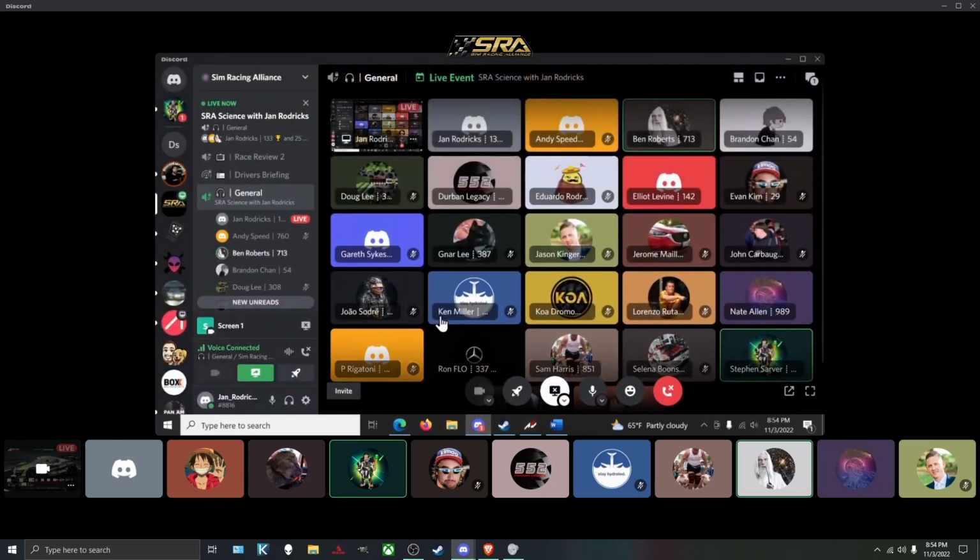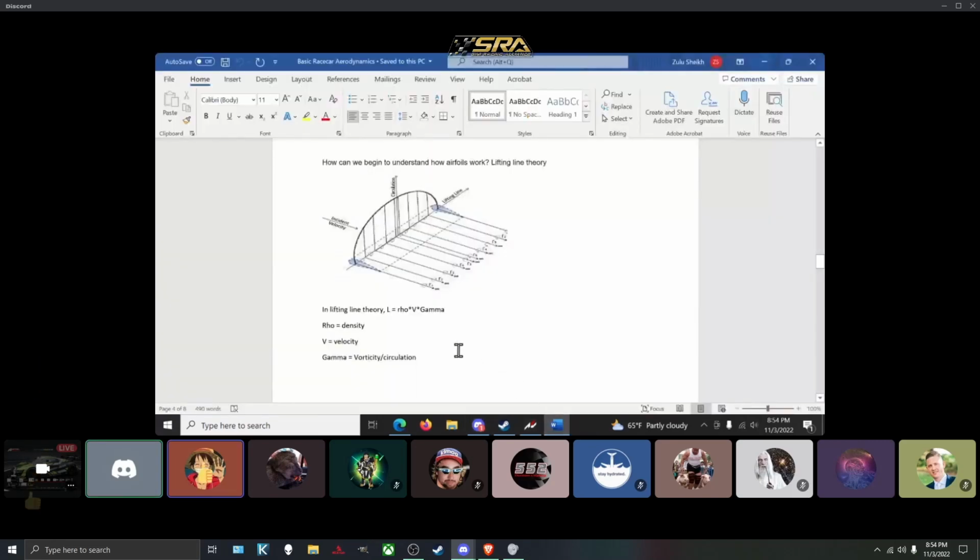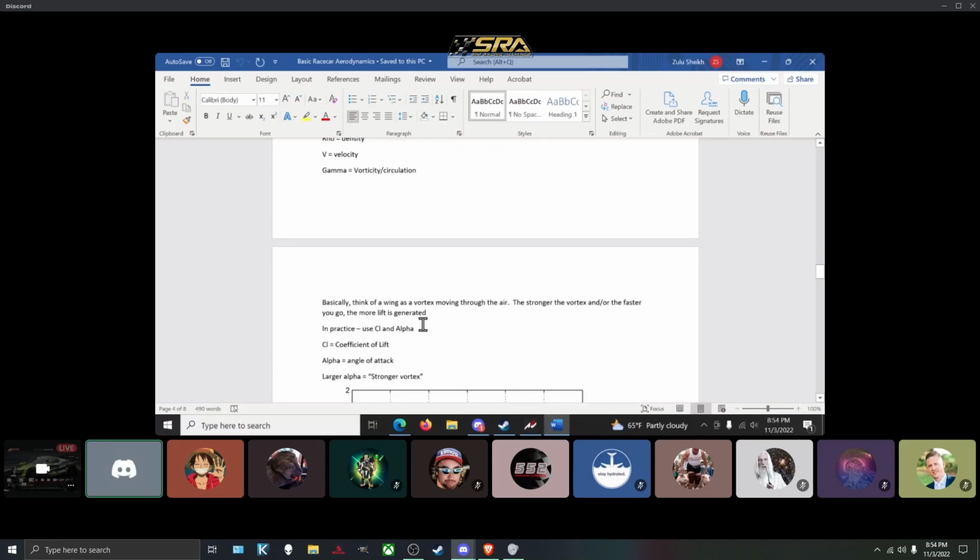Yeah. Yep. Okay, all right. I think that's the most important concept, and that's the most efficient way to think about lift, right? So that strength of the vortex, as I go faster, I get more downforce from this equation, okay?